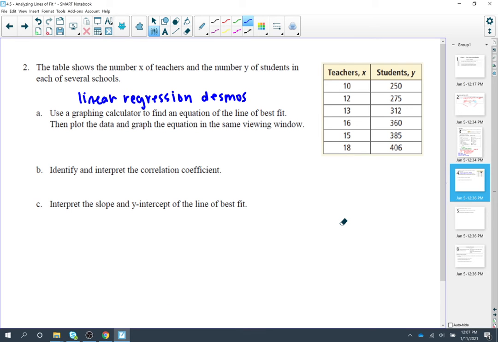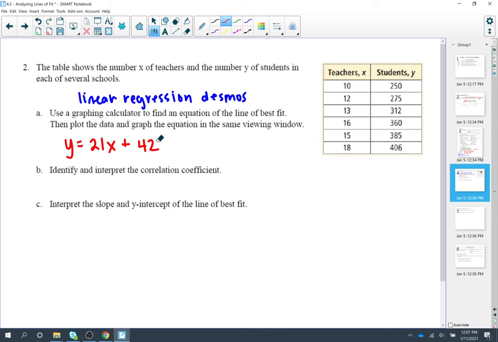So going back, it says use a graphing calculator to find the line of best fit. So I'm going to say Y equals, remember that our M was 20.64, so I'm just going to make that 21x, plus B is 42.33, so I'm just going to round that to 42, which is going to give us our line of best fit.